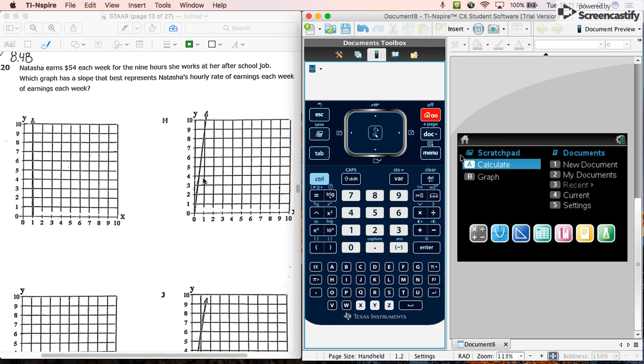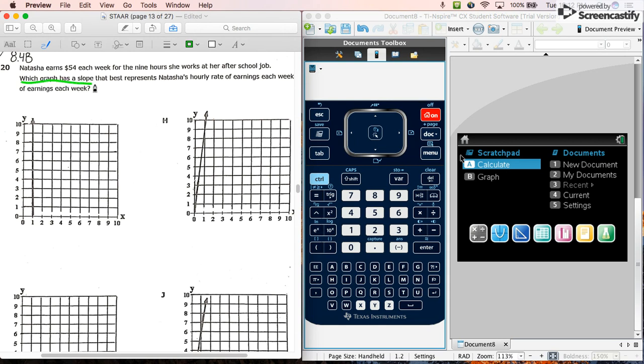I don't know why it says that twice. Sorry about that, that's the way it's written. So we want to find which graph has a slope that best represents Natasha's hourly rate of earnings each week. To do so, we need to identify what is an X value and what is a Y value.